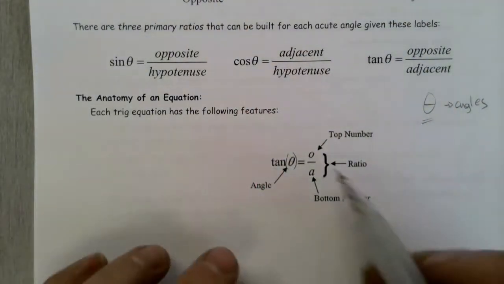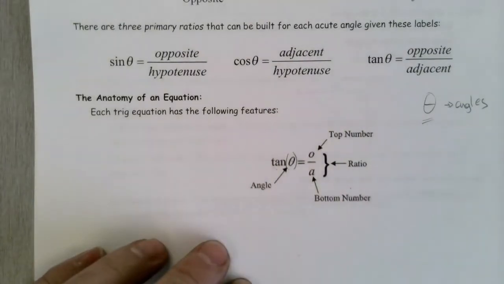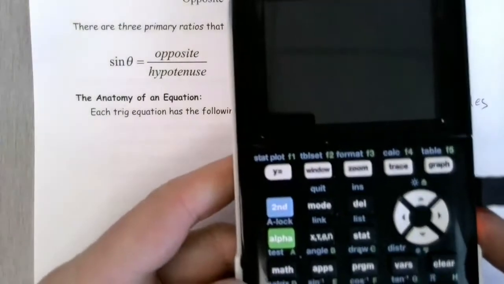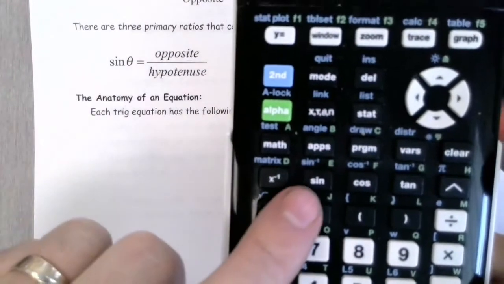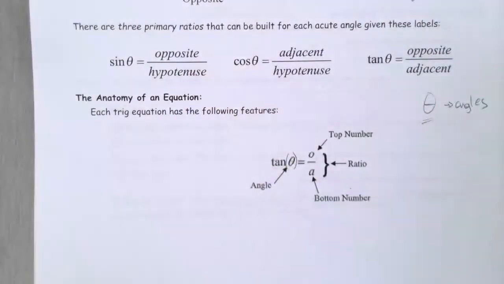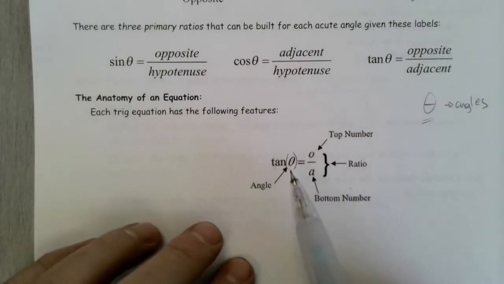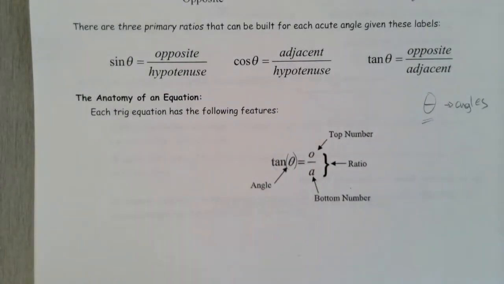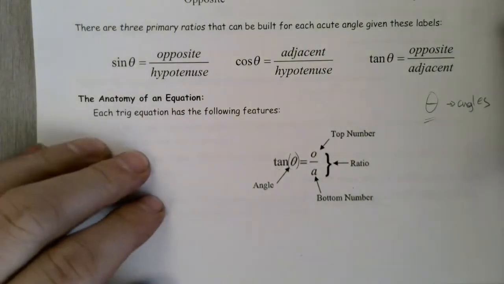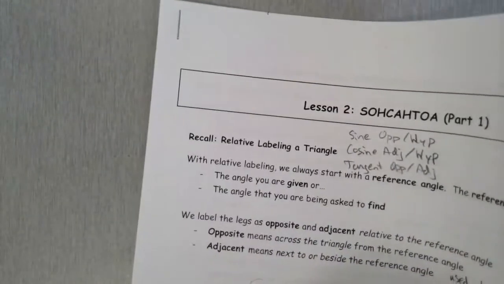Now your calculator knows what the sine, cosine, and tangent should be. If you look at your calculator, most of us have these: the sine, cosine, and tangent. The calculator knows what those ratios should be equal to for any given angle that you plug into it, which is really convenient. We're going to show you how that works in just a moment. Anyway, let's flip the page. We're going to get into some solving in just a few moments.